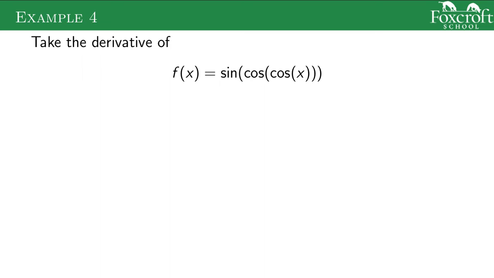All right, sine of cosine of cosine. You can do the chain rule as many times as you need to, however many functions there are. We have this sine on the outside. On the inside of that, there's this cosine. And inside of that, there's this cosine. And then finally, we just have an x. Once you get down to just a single x, there's no more chain rule to do.